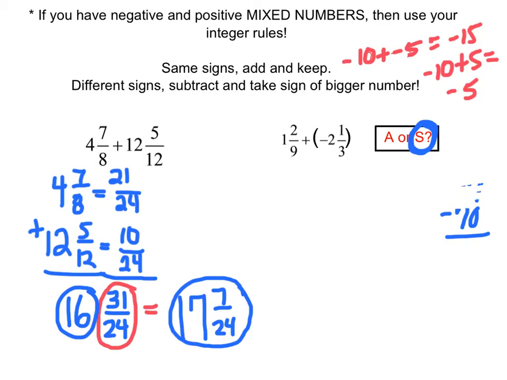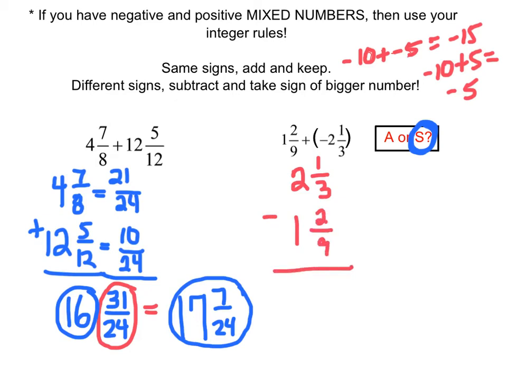We're going to have to do the same thing with mixed numbers. So if we look at our two mixed numbers here, we have 1 2/9 and 2 1/3. Since 2 1/3 is bigger, when we're going to go and subtract, we have to put that one on top. All right, go ahead and pause the video, subtract your two mixed numbers, and see if you can figure out if your answer is positive or negative.